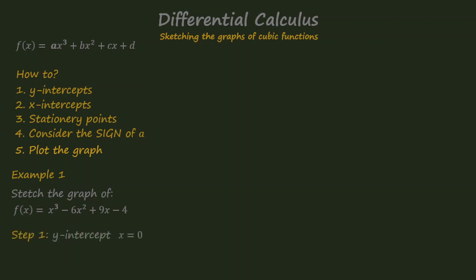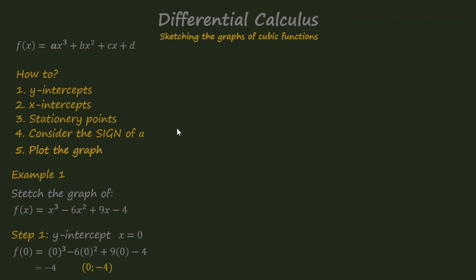To find the y-intercept, we let x equal 0, which means whenever we see x in this function, we replace it with 0. If we do that, we will be left with minus 4. So when x is 0, y is minus 4. That is our y-intercept.